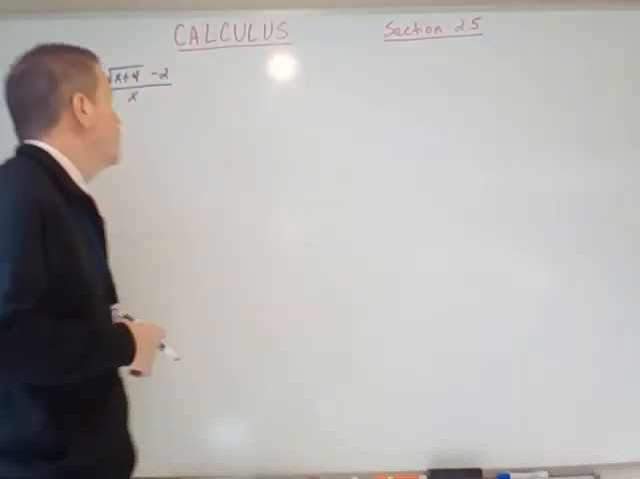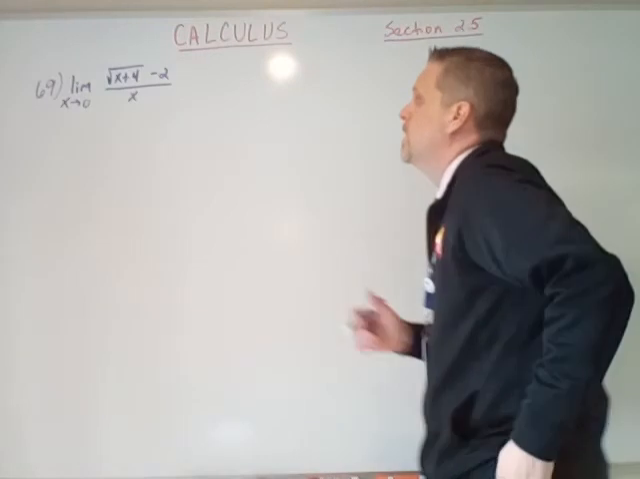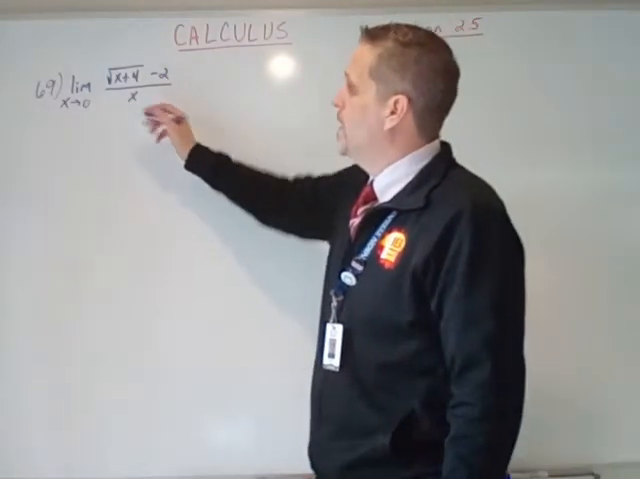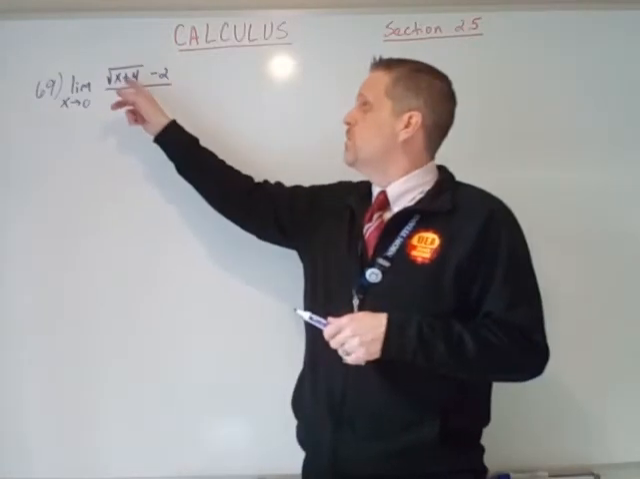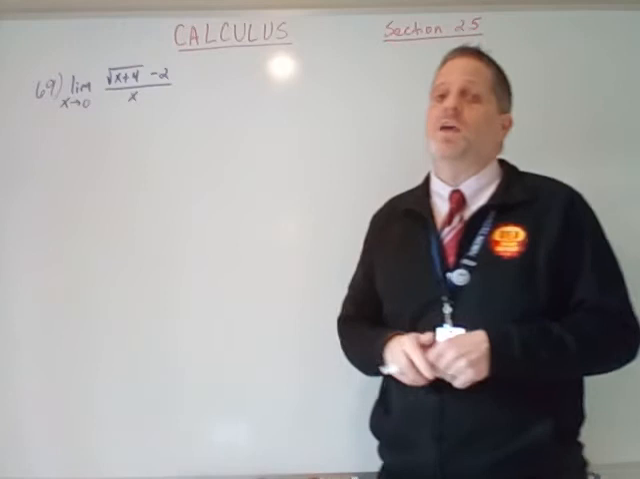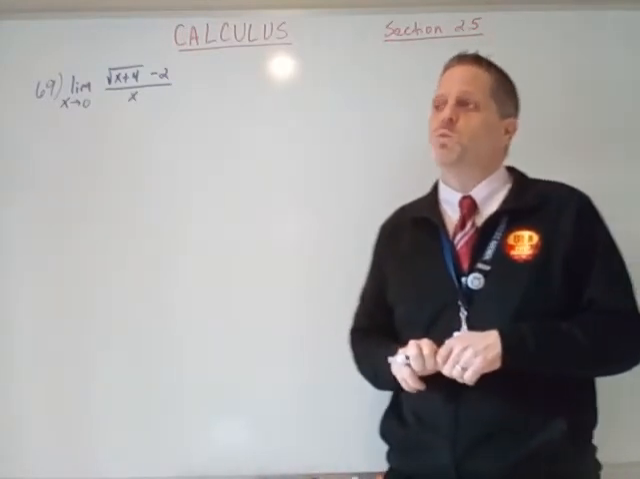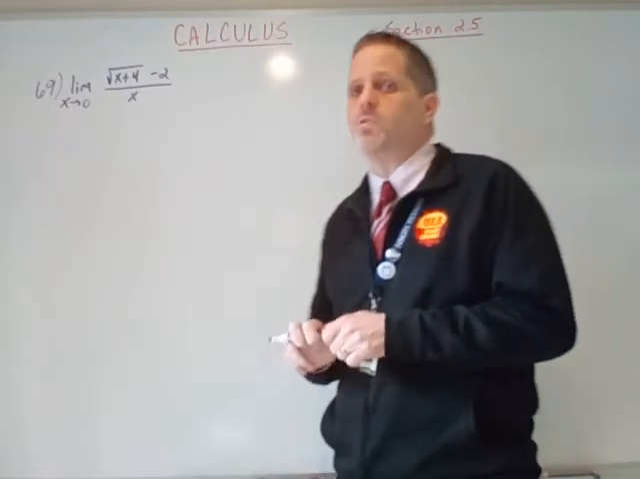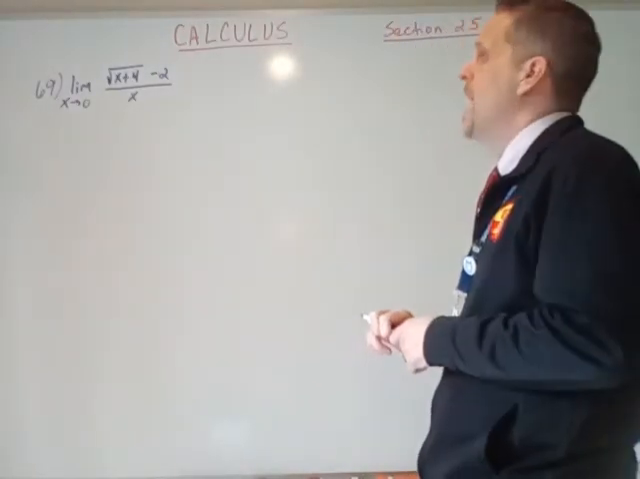All right, let's take a look at this problem here. And again, we're continuing with some computational limit techniques. Now, we're taking the limit of the square root of x plus 4 minus 2, that's in our numerator, divided by x. And in this case, again, we're trying to find the limit as x approaches 0, a real number value. Now, when we're finding a limit at a real number value, we are hoping for continuity.